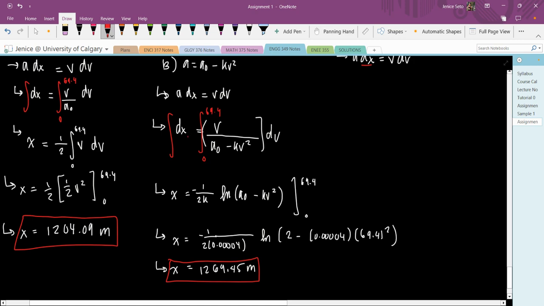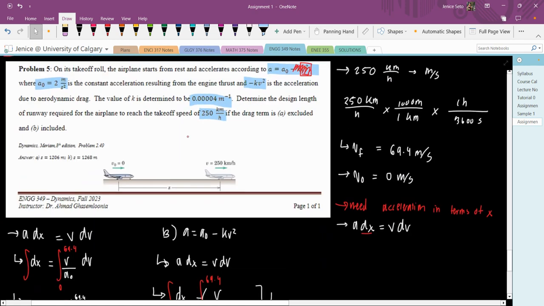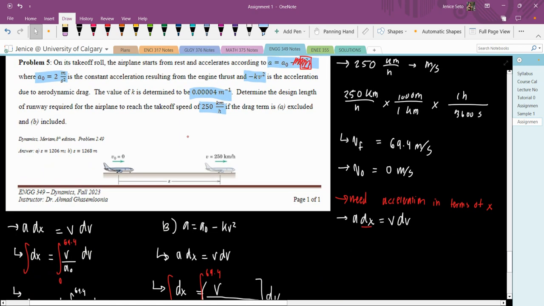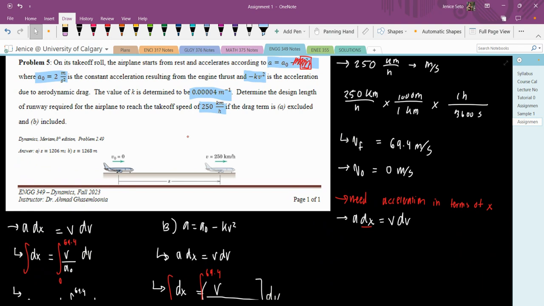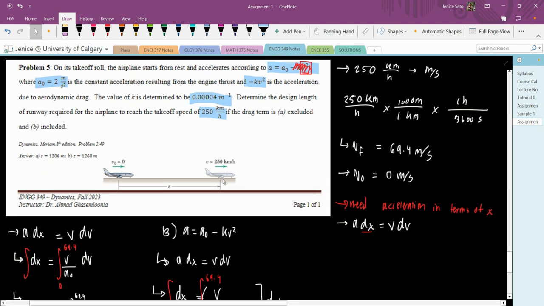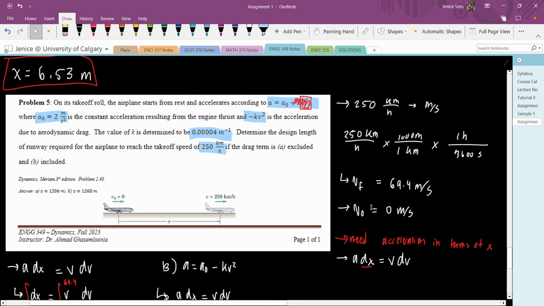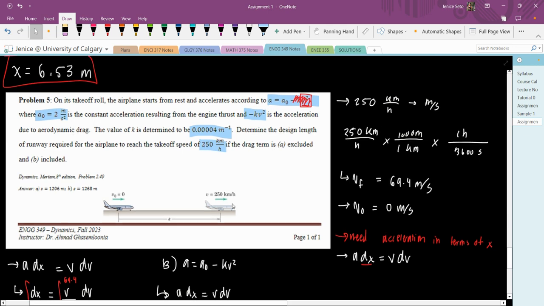Okay, so those are all of the questions from the assignment. The biggest thing to make sure you're looking for is whether you can use constant acceleration or not, and think about which terms you already have and which terms you want to transform into for your variables. So look at what the question is asking and figure out which form you have to transform into.